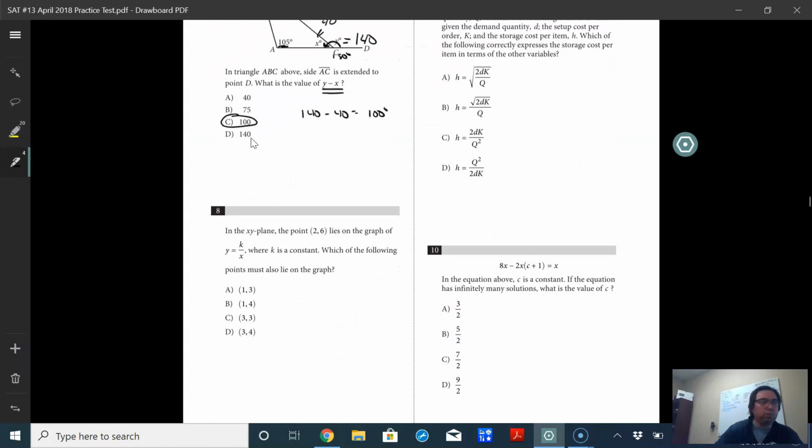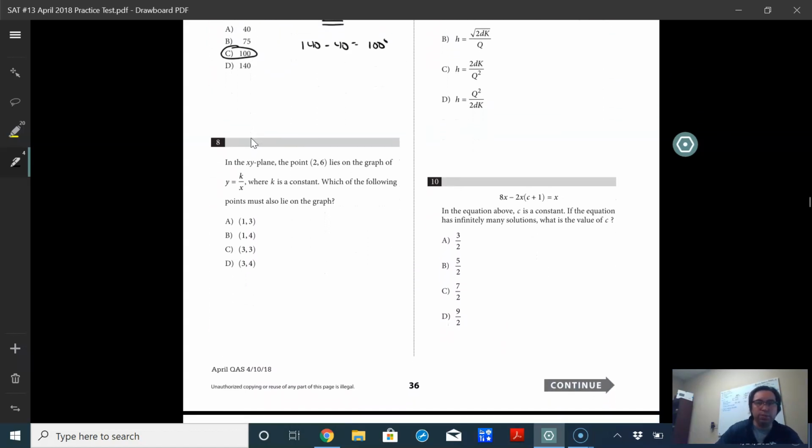Okay. Number 8 here. This one's a little bit unusual, and you don't really see this concept that often within the SAT. It says in the xy plane the point (2, 6), so this is an ordered pair. Remember, anytime you see ordered pairs, these are essentially xy values. So you're looking as to where you can put those things in. And it says it lies on the graph of y equals k over x, where k is a constant. So whatever values we put into these two, we get the value k, and the following points must also lie on the graph, so it must be equivalent using the same k value.